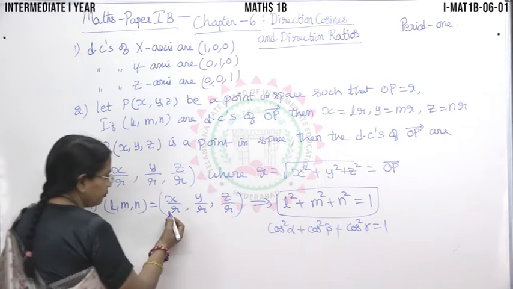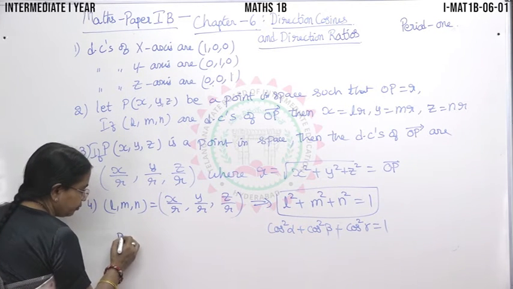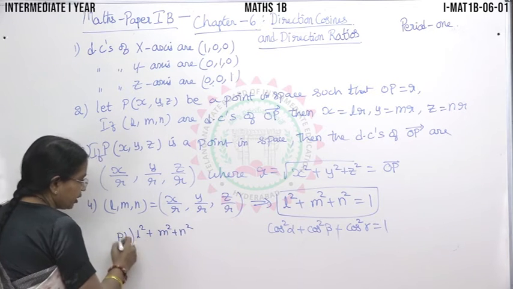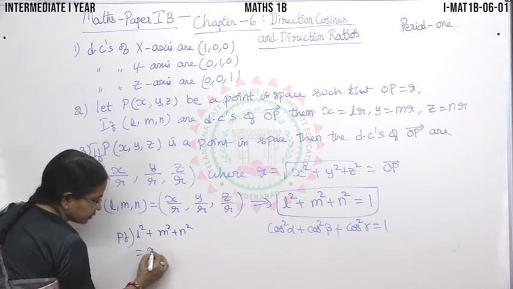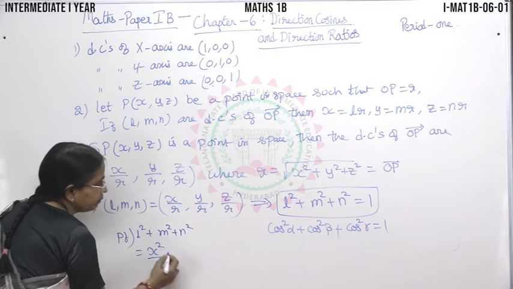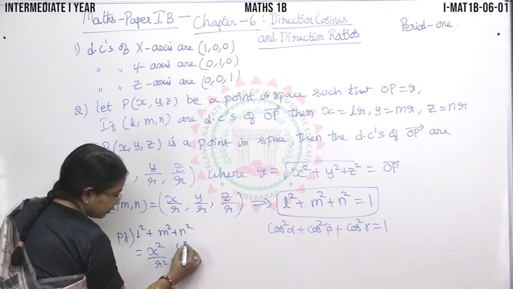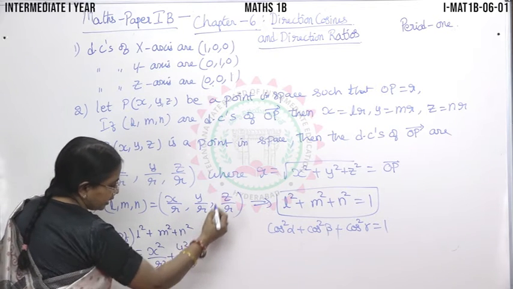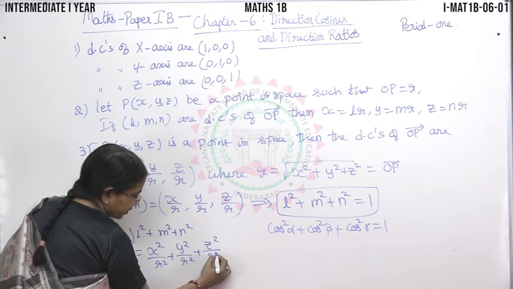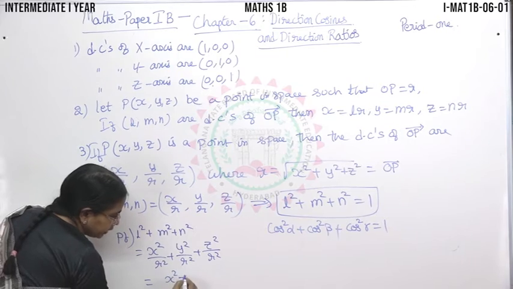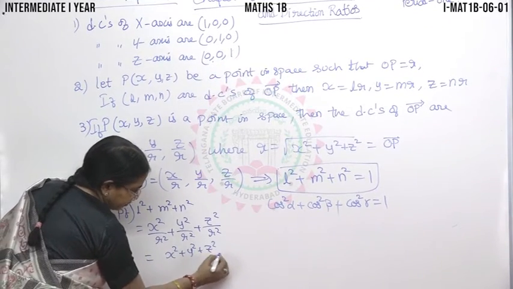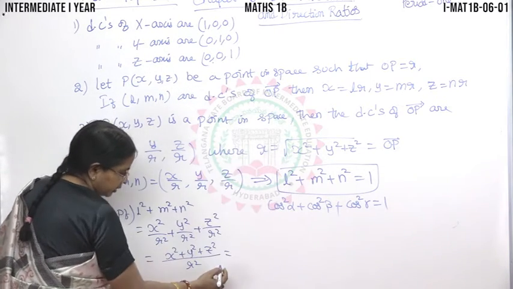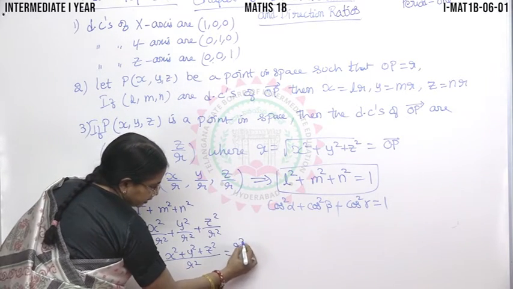So you can easily prove what L square is. The proof is: if you find L square plus M square plus N square, what is L square? X square by R square. And M square is Y square by R square, plus N square, where N square is Z square by R square. So when you take the LCM, it is X square plus Y square plus Z square by R square. But X square plus Y square plus Z square is nothing but R square. So R square by R square is equal to 1.